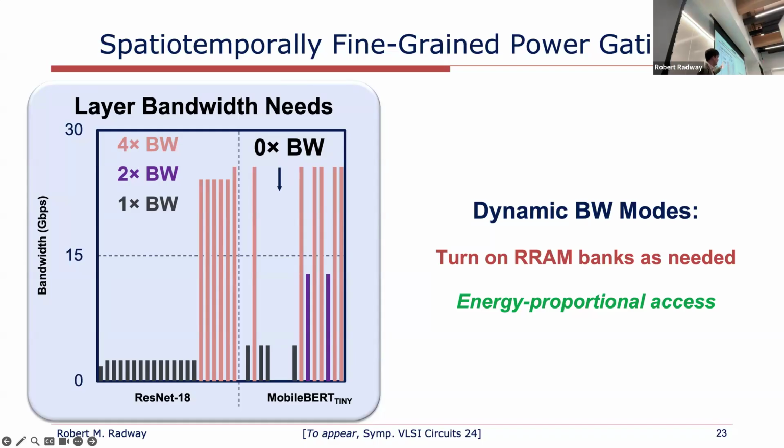But even if you've done that optimization for an RM memory, you still have this 4x range, I mean, it's technically infinite x, right? Because 4 divided by 0, but a 4x range of bandwidths that you might need to supply. And so we can turn on the banks as needed. What this ensures is that we have energy proportional access.